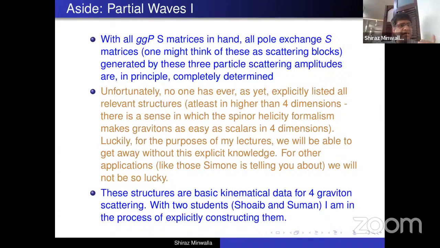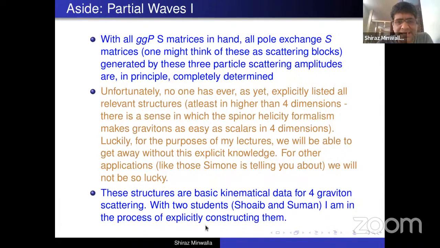So now that we have these 2 gravitons to one massive particle scattering amplitudes completely classified, I said that in principle this completely determines this pole kind of contribution, right? That's true in principle, but what about in practice? Can one actually write down explicit formulas for the pole contribution? Well, for scalars, the answer is yes. It's possible, and it's easy to do. For gravitons and gauge bosons, as far as I'm aware, nobody has done this in above 4 dimensions.